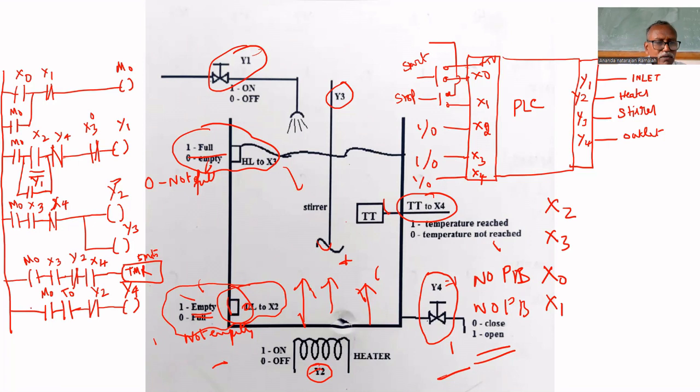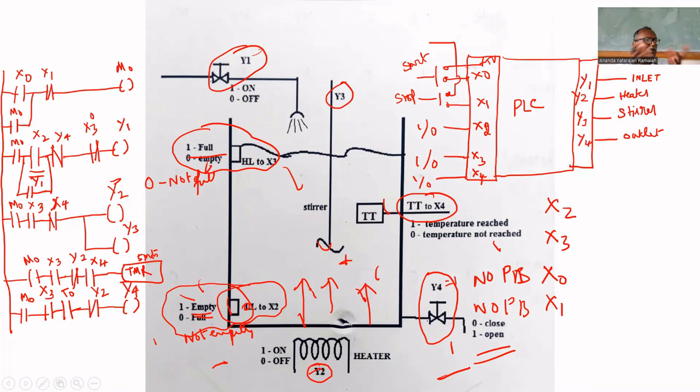Tank level must be 1. That is not included. Let us include that also. Tank level X3 must be 1. And M0 is there. So will it work out? The tank is full. The heater is turned off, Y2 is heater off. T0 is the timer, and the timer will be on. So X3 is 1, so will it work?